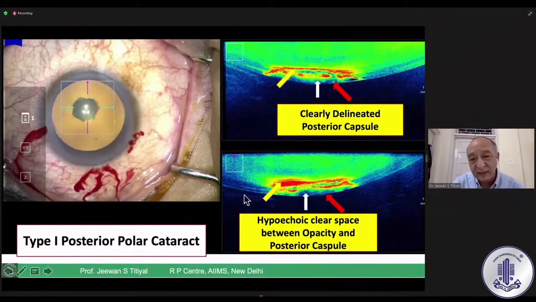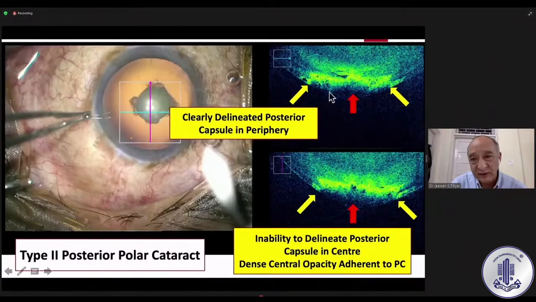If you can clearly delineate the posterior capsule beyond the disc, then it is a type 1, where you can do a routine surgery as such. Type 2 is one where you can delineate the posterior capsule in the periphery, but in the central area where the disc is there, the delineation of the posterior capsule is not very clear.